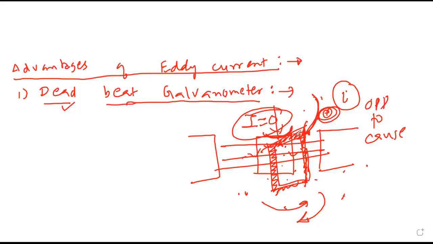In the metal frame of a moving coil galvanometer, eddy currents are developed when the coil gets deflected. But when the main current is stopped, the eddy current will help bring it back to the original position instantly and makes the galvanometer a dead beat galvanometer. This is one of the advantages or uses of eddy current. Right. Dead beat galvanometer. Heading written? Yes, sir.